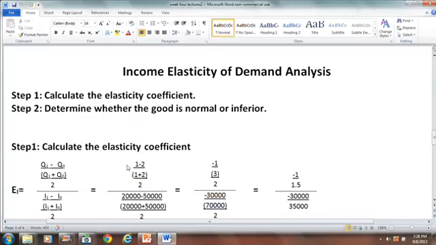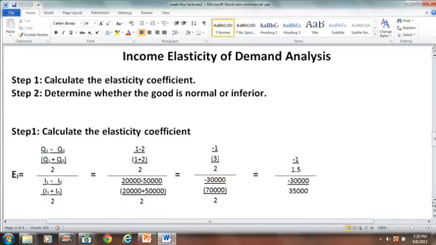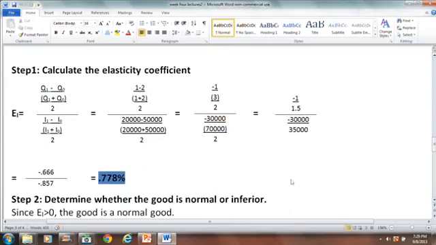So in place of Q1, I put the 1 unit. In place of Q0, I put the 2 units. In place of the income I sub 1, I substitute $20,000. In place of the income I sub 0, I substitute $50,000. And then I just dissolve the fraction down until I get a value. In this case, my income elasticity coefficient is 0.778.